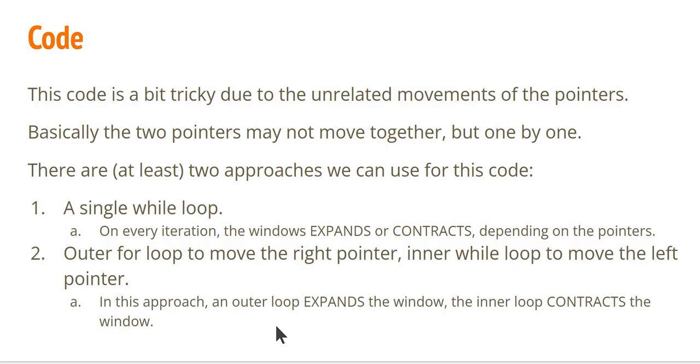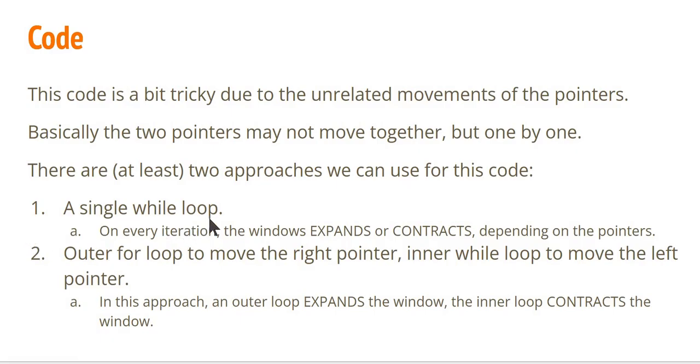In fact, in this particular case, the code itself is a bit tricky because the pointers are moving somewhat unrelated to each other. Basically, the pointers are moving with very clear rules, as we saw earlier, but they're not moving together. Sometimes the right one moves, sometimes the left moves, and that can cause a little bit of difficulty in writing the code. So there are at least two approaches we can use for this code. My preference is the one that I'm going to do first, which is a single while loop.